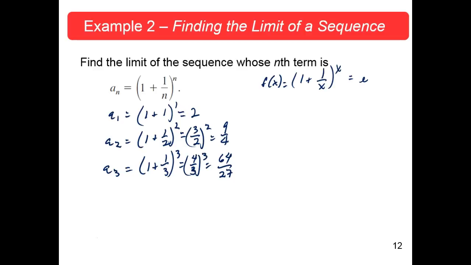And that is that number, because someone do this on a calculator. 9 divided by 4 is 2.25, right? And this one would be 64 divided by 27.